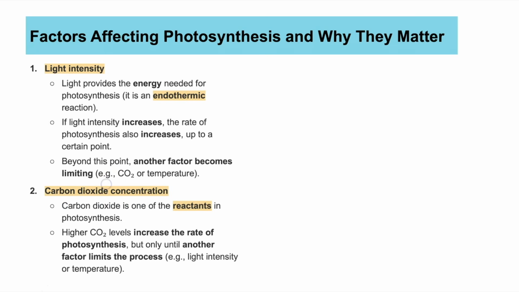Carbon dioxide then, this is one of the reactants. We saw that in the word equation. So if you add more of that reactant, the rate of reaction can happen faster. But again, that's only going to happen up to a set point, because beyond that, you might have plenty of carbon dioxide, but not enough light intensity and light energy for that reaction.